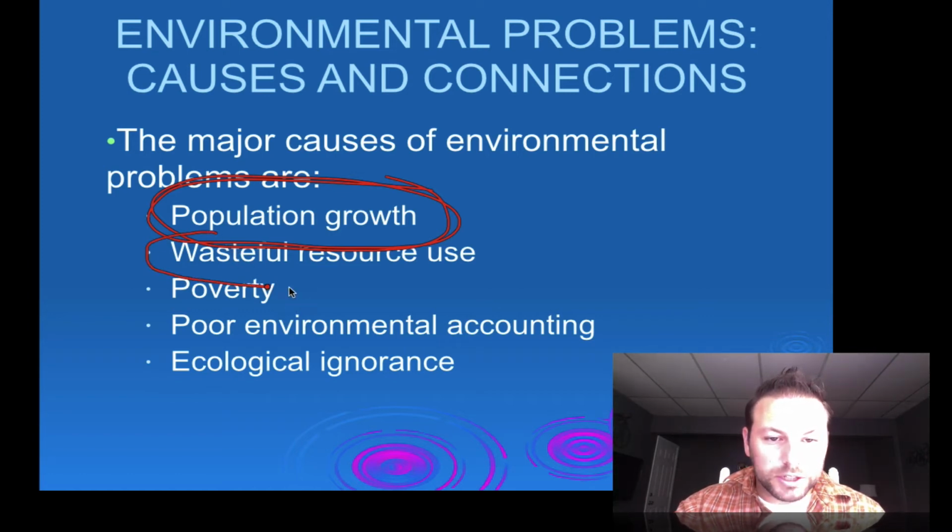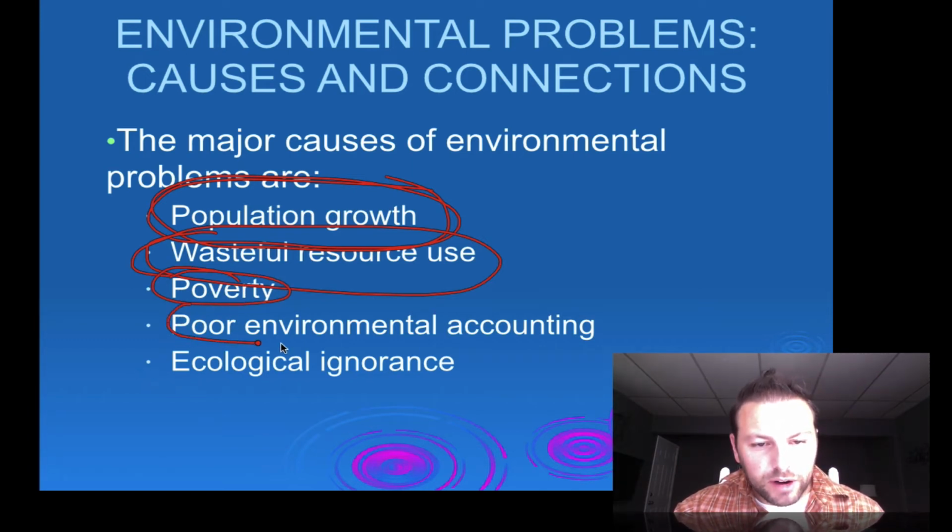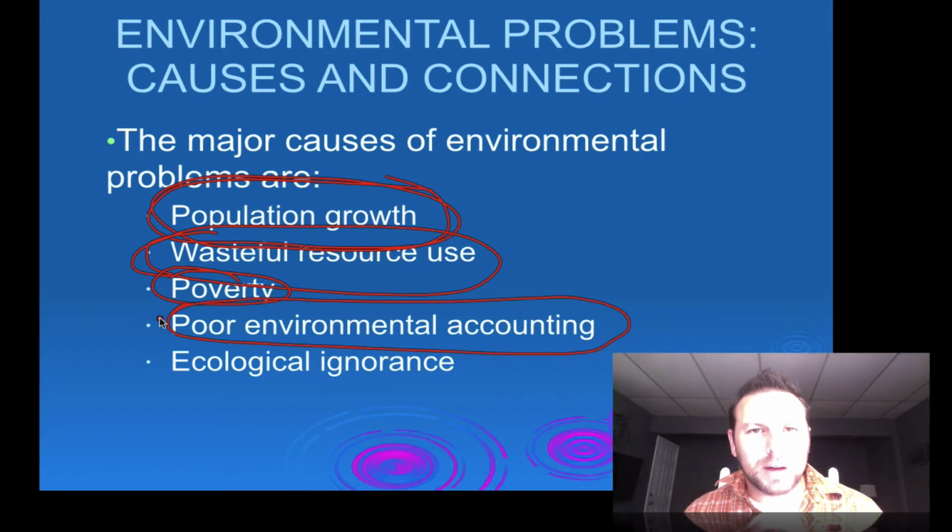Definitely another big one, wasteful resource use, what we're doing with our resources and how we're using it. Poverty, big issue. Poor environmental accounting. We see this with our world fish populations, how they've been decreasing because we haven't been able to accurately keep track of them, or due to some countries purposely not keeping good records of their fish catches.